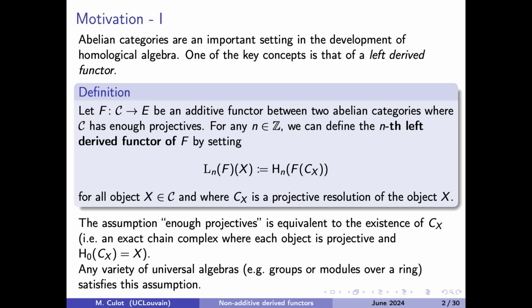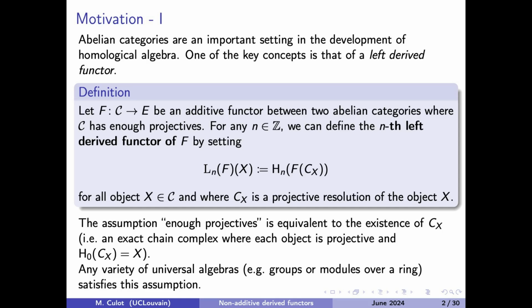It's very important that this assumption on C is not linked at all with the abelian assumption. It's just to guarantee that we can compute such a resolution of X, a chain complex which is exact everywhere, where each object is projective. In addition, the homology in degree 0 is X itself, and there are many examples satisfying this condition. For instance, any variety of algebras satisfies this condition, and we have groups, which is not an abelian category, and also abelian categories, so this is not only abelian. Okay, so that is well known.